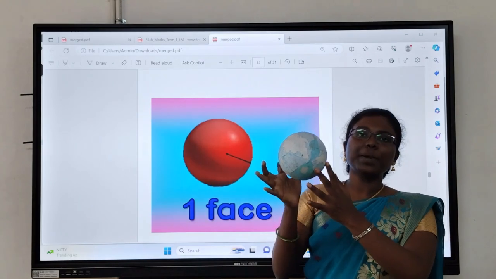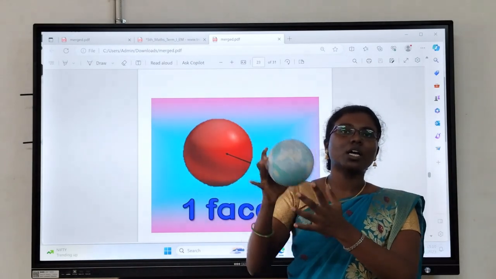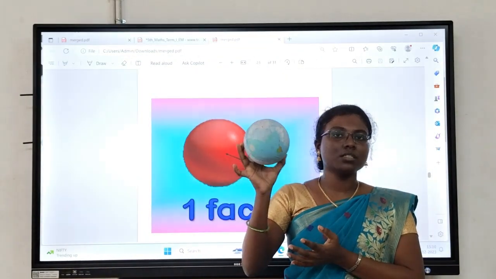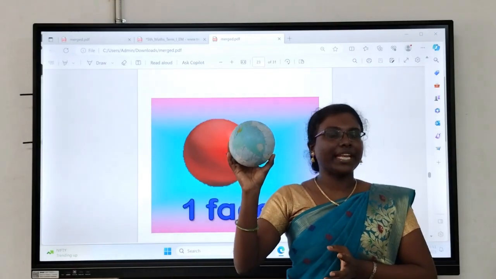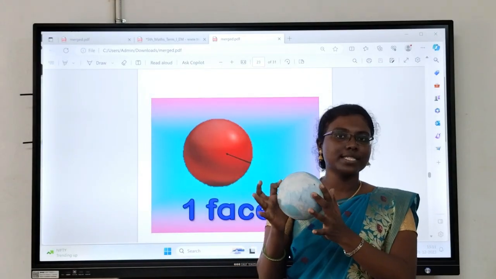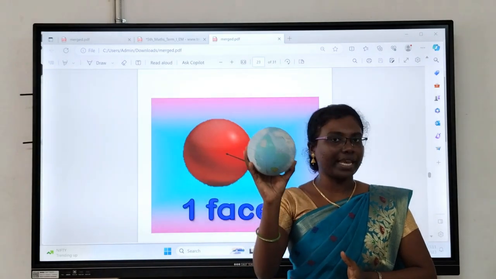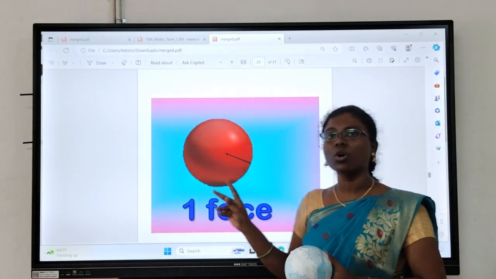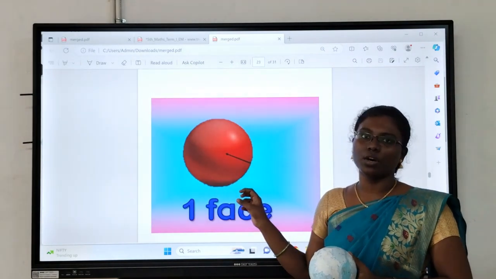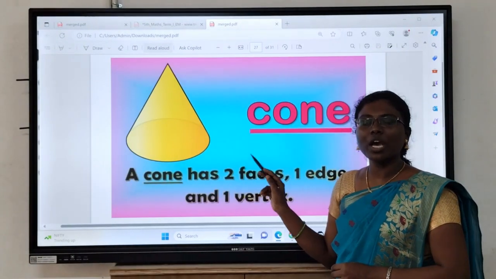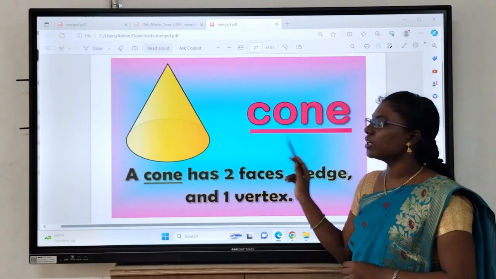Here the sphere is a closed surface. That's why there are no edges and no vertices in the sphere shape. But it has only one face, and a sphere is also called a closed surface. Next we are going to see about a cone.